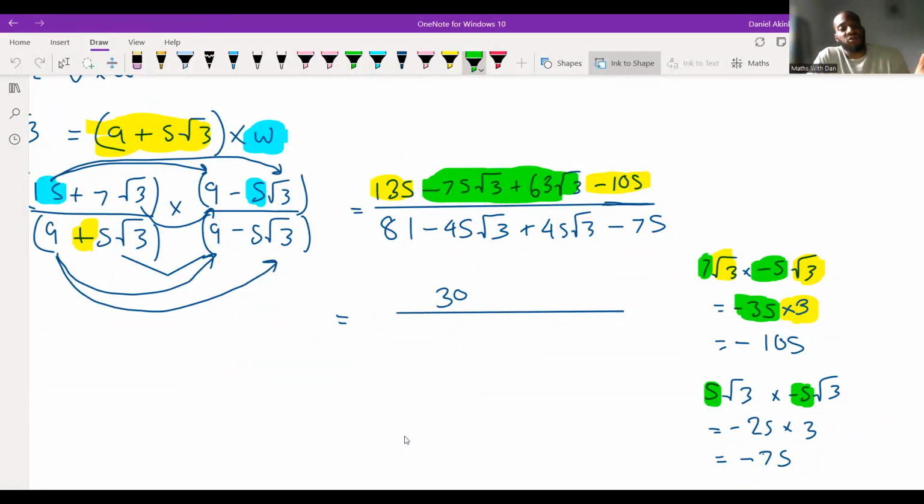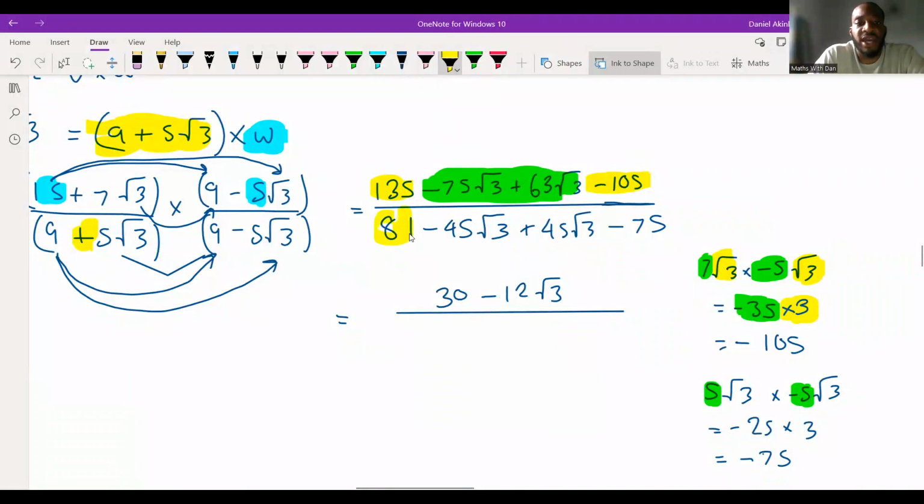Minus 75 root 3 plus 63 root 3. What is that? What do we think? Think of the root 3 as x. Minus 75x plus 63x. Right. Thank you very much, Fiona. It's just going to be minus 12 root 3, isn't it? Minus 12 root 3. And then let's do the bottom now.